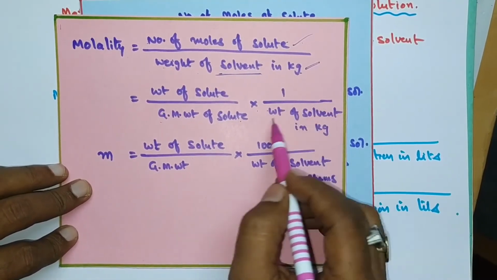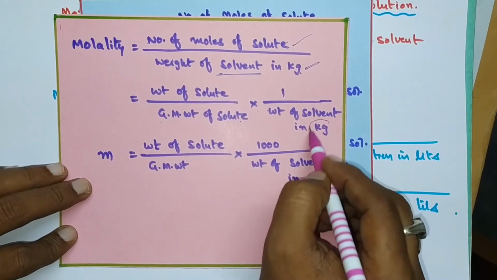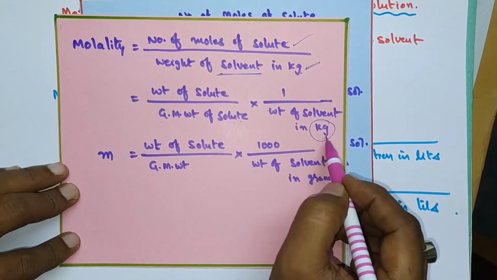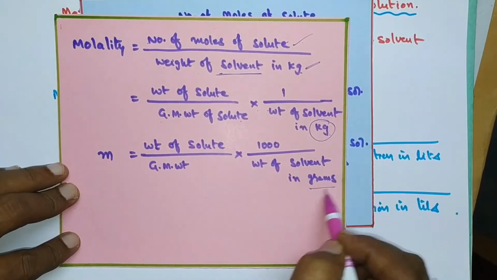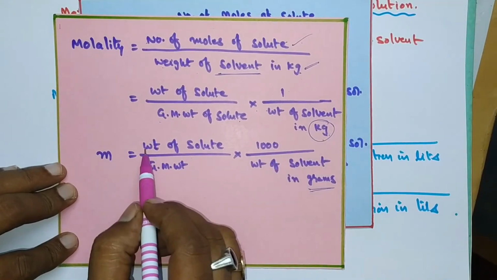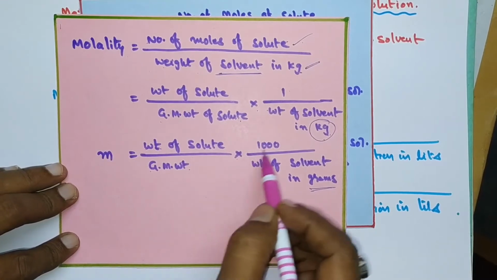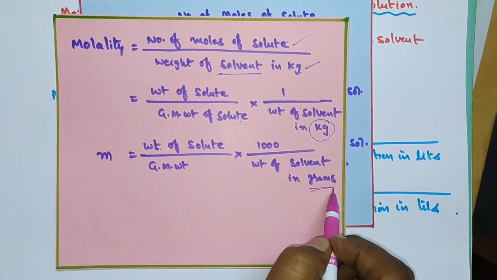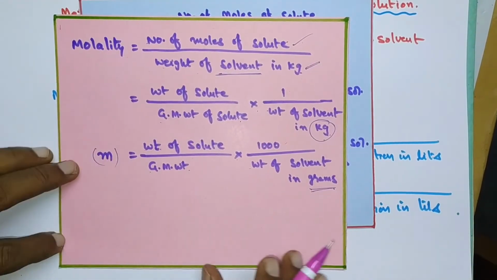So it becomes 1 by weight of solvent in kg. So here it is considered in terms of kg. If you are supposed to calculate in terms of grams, then we have to divide by 1000, so it goes to the numerator again. So molality is weight of solute by gram molecular weight into 1000 by weight of solvent in grams. Here it is represented by small m.